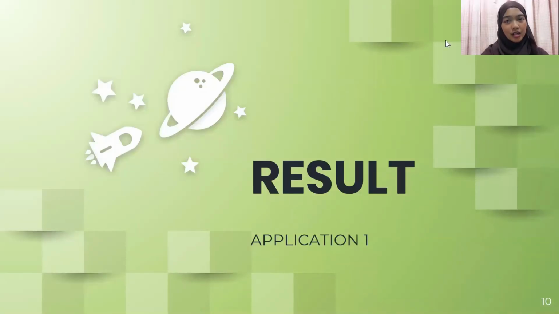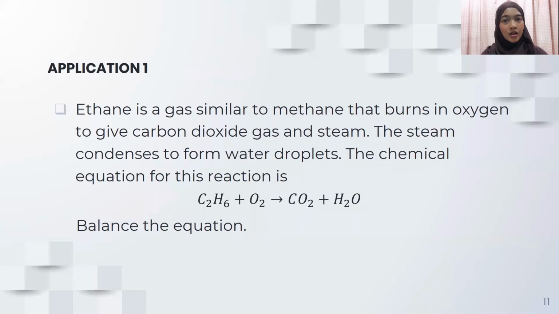Assalamualaikum warahmatullahi wabarakatuh. My name is AYUNI and I am going to present the results for application 1 and 2. Okay, for application 1, we have a statement about ethane, that is a gas similar to methane that burns in oxygen and gives carbon dioxide gas and steam. The steam condenses to form water droplets. The chemical equation for the reaction is C2H6 plus O2 gives CO2 plus H2O. And what we're going to do is to balance the equation.